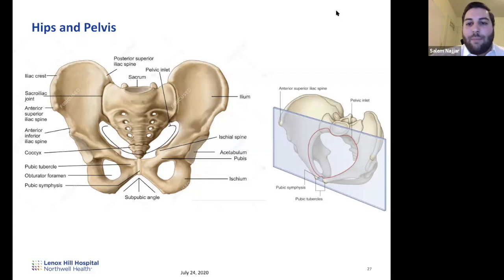A difference between males and females with the pelvic anatomy in terms of the bony structure is that males tend to have a circular pelvic inlet and females have a larger pelvic inlet that's often more heart-shaped, and this allows females to be able to accommodate for childbirth. So we can move to the next slide.